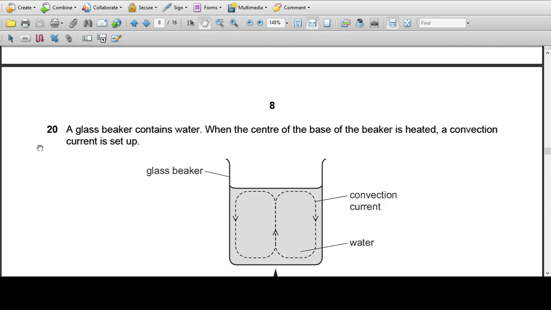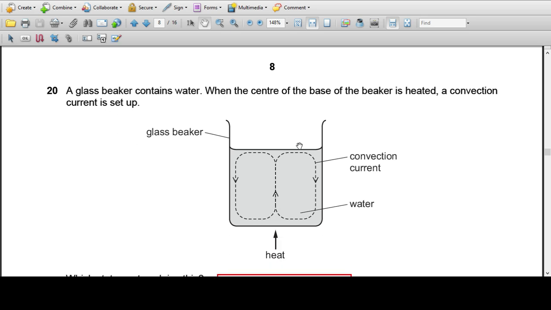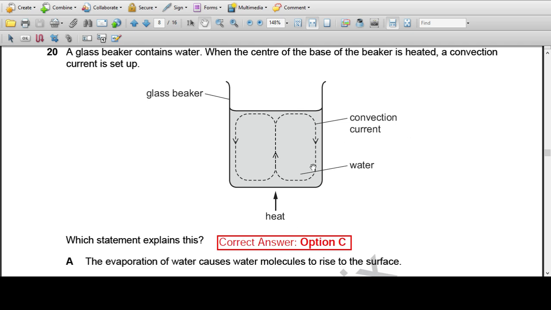Now question number 20. A glass beaker contains water. When the center of the base of the beaker is heated, a convection current is set up like this. Which statement explains this convection current?